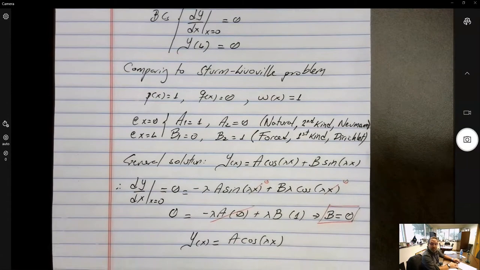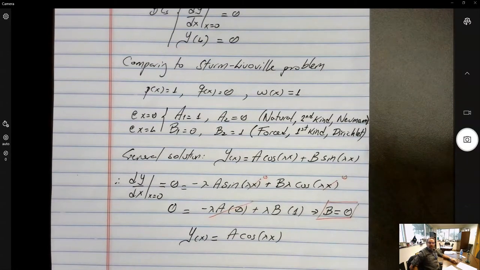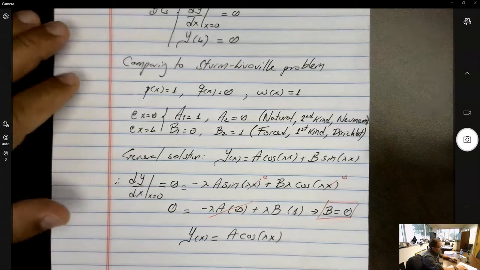We're left with a different eigenfunction. Not the sine, but now the cosine. It's okay. The cosine can also be an eigenfunction. The cosine is also a function that oscillates. The cosine is also a function that can satisfy the equation and boundary conditions. And it's also a function that could be orthogonal to itself.